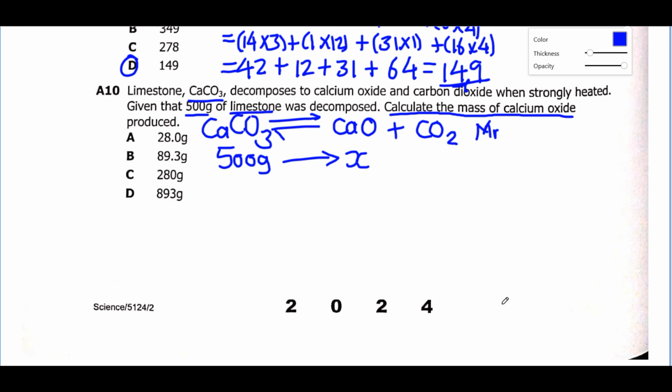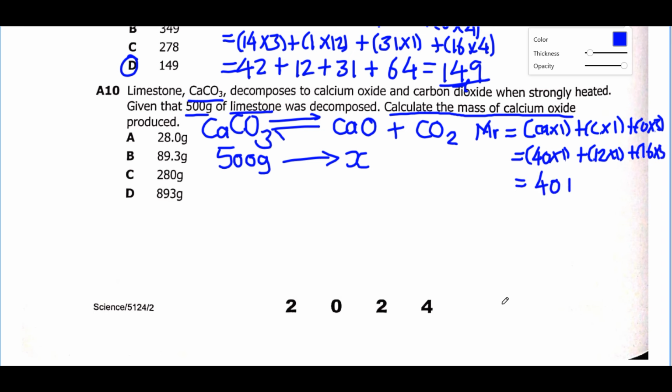So we say the mixture is equal to, from calcium carbonate there is 1 atom of calcium, so you say calcium by 1 plus carbon also by 1 plus oxygen times 3. Calcium has a mass number 40 times 1 plus 12 times 1 plus 16 by 3. 40 times 1 is 40, 1 by 12 is 12, 16 by 3 is 48. 48 plus 12 is 60 plus 40. So the mixture for calcium carbonate is 100. So I'm going to put 100 here.